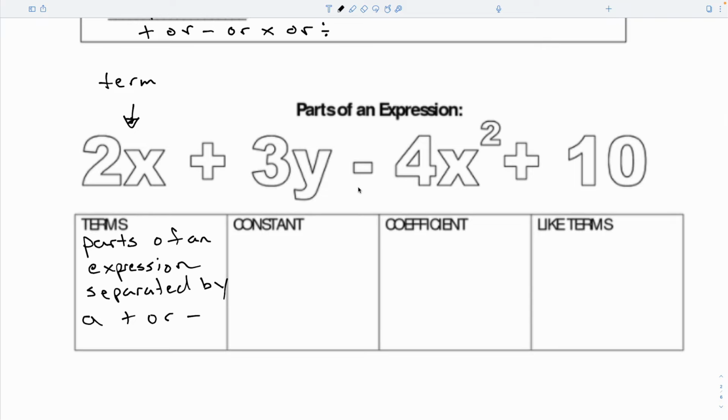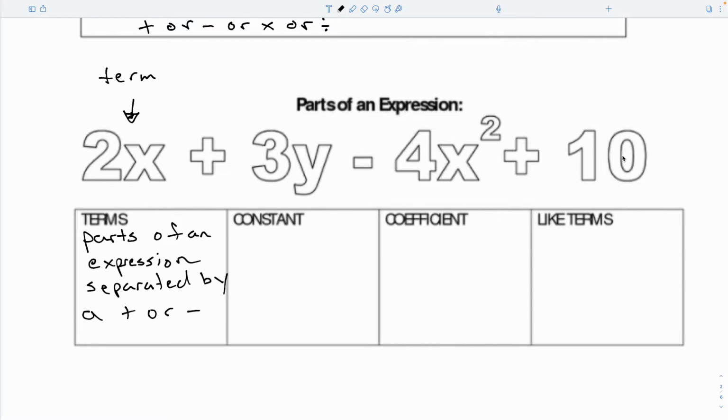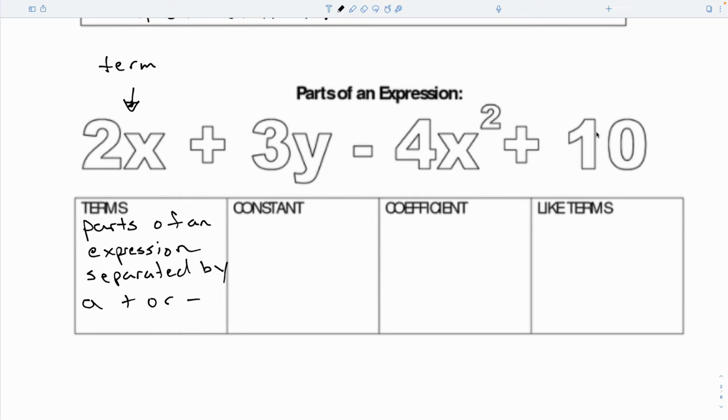What's another one? Peyton? X to the second power, or 4x squared. That's a term. What's another term? Peyton? Done. These are all terms. That's a term, that's a term, that's a term, that's a term. So if it's separated, you know it is a term. If there's a plus or a minus on either side, it's a term. A constant is a term, but it's a specific type of term. It's a term that only has numbers.